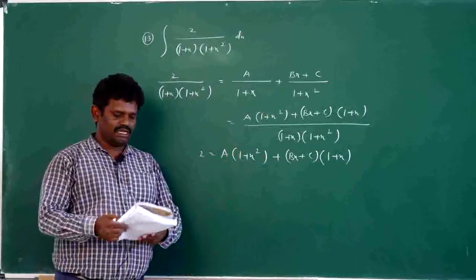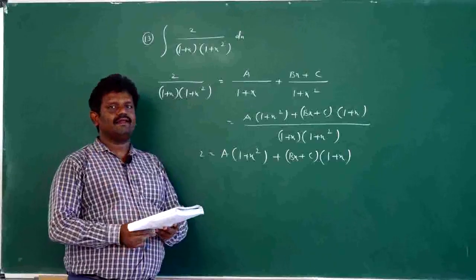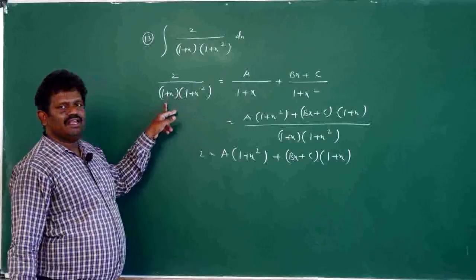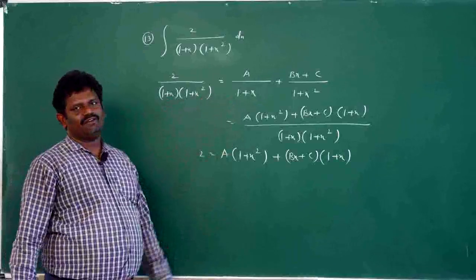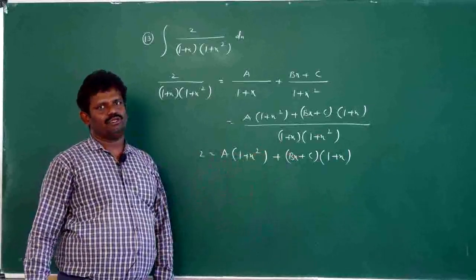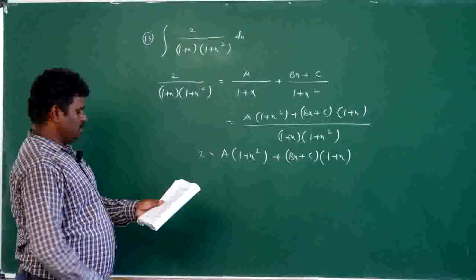We already explained this model, the same as question number 7. There we had (1 + x²)(x − 1); here we have (1 + x) given. Then we apply the remaining process and find the solution.